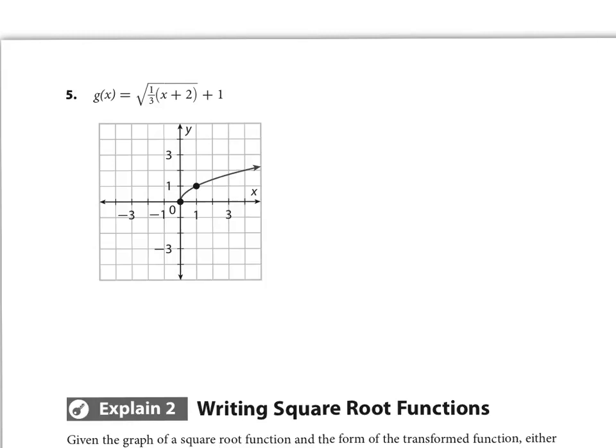Okay, so I'm looking at problem 5 on the next page, and again, I'm going to be finding my domain. So to find my domain, I need to take whatever is inside the square root symbol, so 1/3 times x plus 2, and I have to set it greater than or equal to 0, and then I need to solve. Well, most of you are like, oh, I just need to distribute. Yeah, you can, but then you end up with fractions, and we hate fractions.